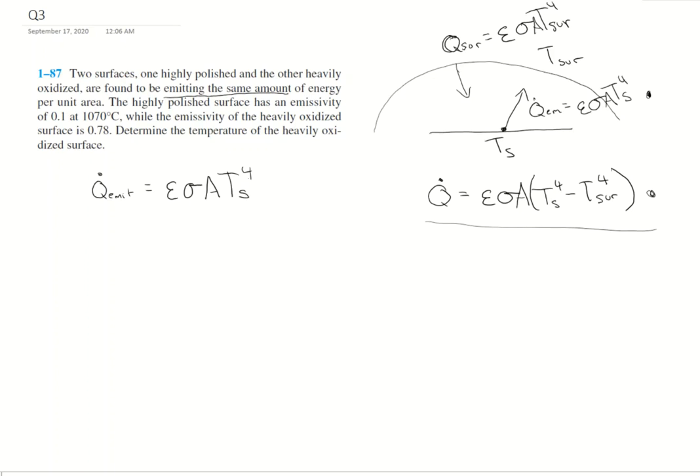And then we know that for these two surfaces, the Q emit of surface 1 is equal to the Q emit of surface 2. Meaning emissivity of 1, and then area of 1, T of 1 to the 4.